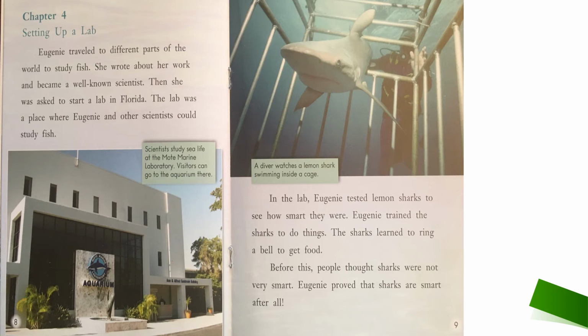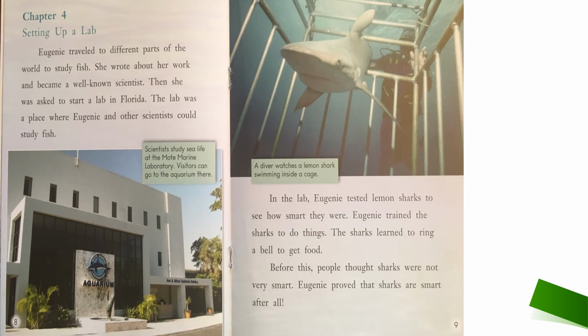I guess it would make me feel a little bit better if I was on the outside, but I certainly wouldn't be in the inside of that cage with them. Let's continue to read. In the lab, Eugenie tested lemon sharks to see how smart they were. Eugenie trained the sharks to do things. The sharks learned to ring a bell to get food. Before this, people thought sharks were not very smart. Eugenie proved that sharks are smart after all.